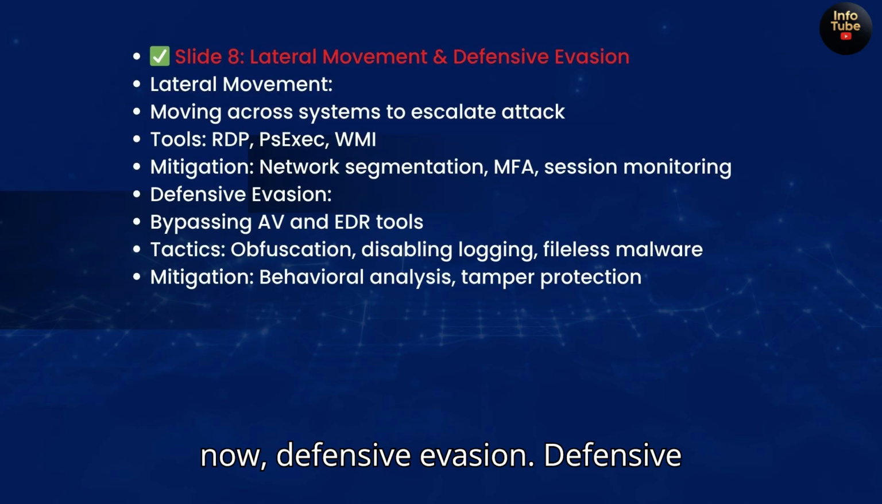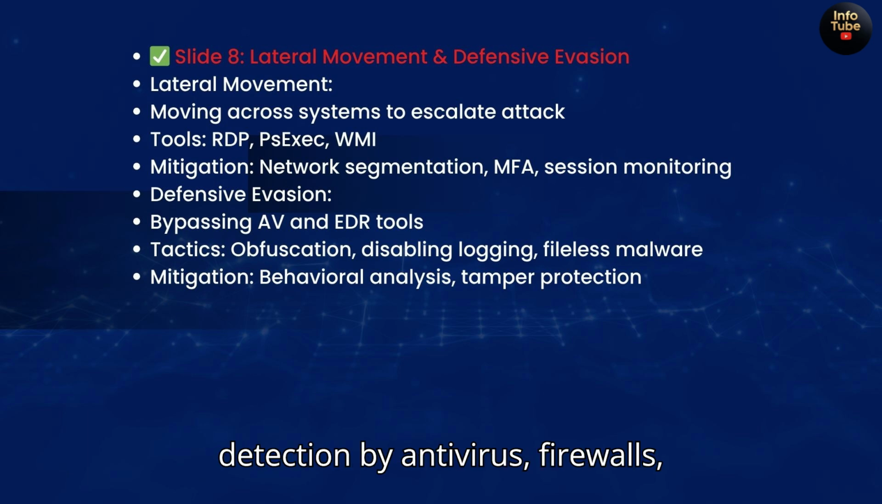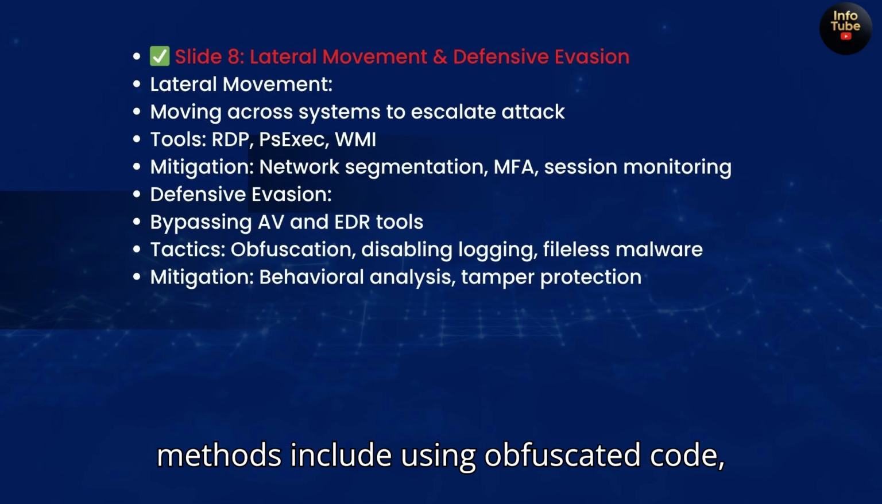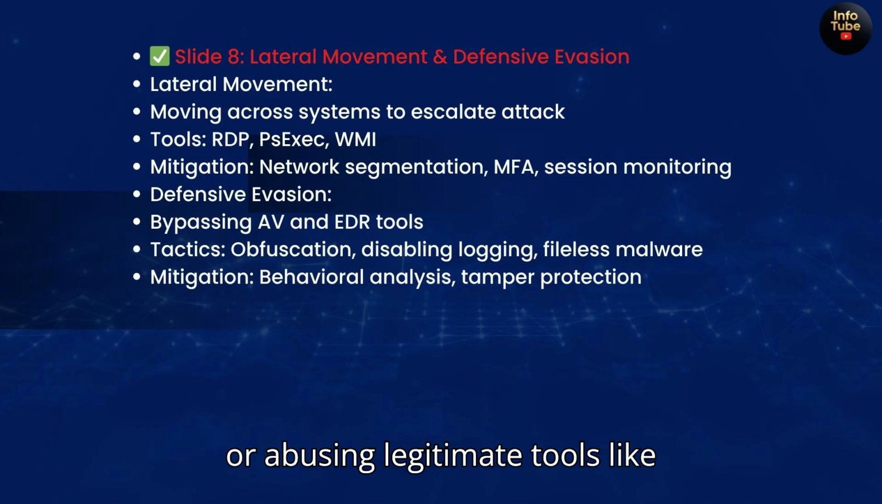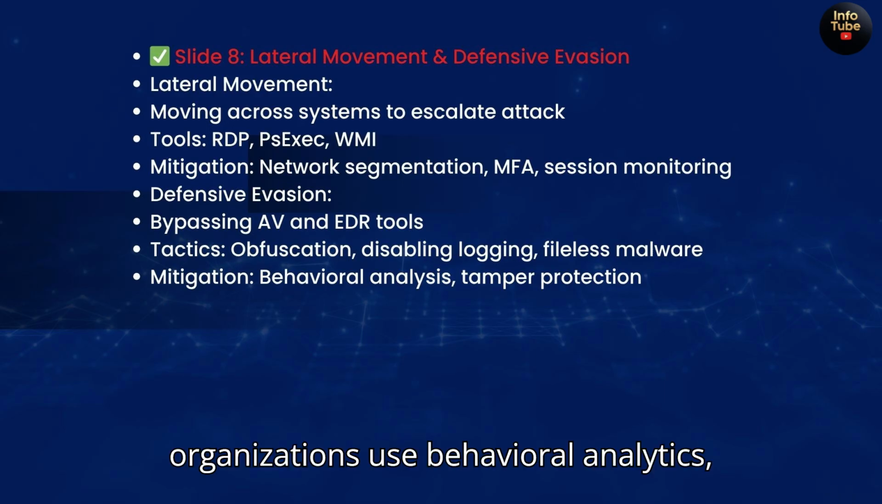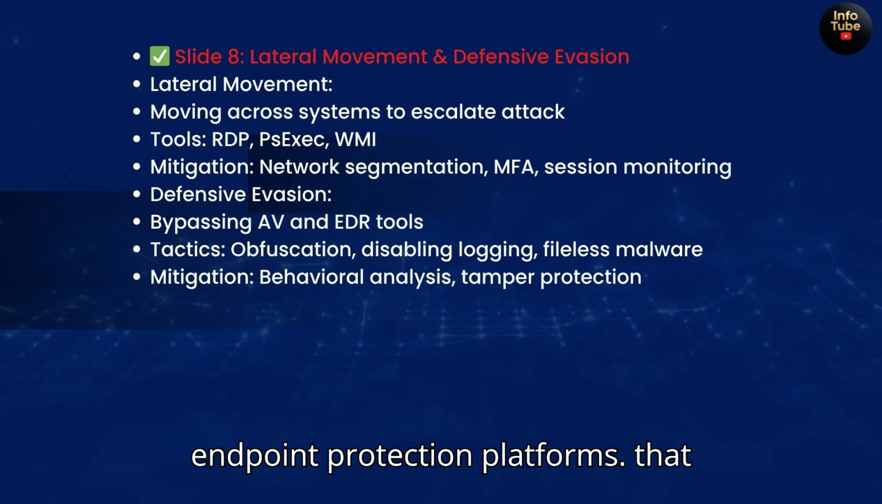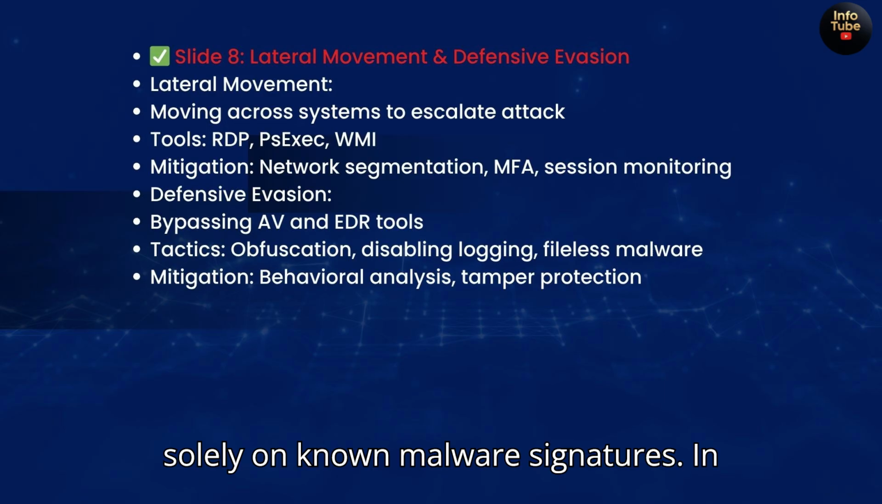And now, defensive evasion. Defensive evasion includes tactics used to avoid detection by antivirus, firewalls, or security monitoring tools. Common methods include using obfuscated code, encrypting payloads, disabling logging, or abusing legitimate tools like PowerShell. To counter this, organizations use behavioral analytics, advanced threat detection systems, and endpoint protection platforms that detect anomalies instead of relying solely on known malware signatures.